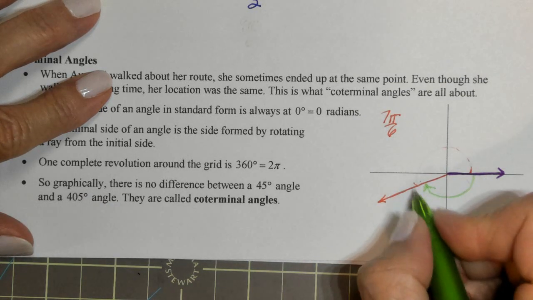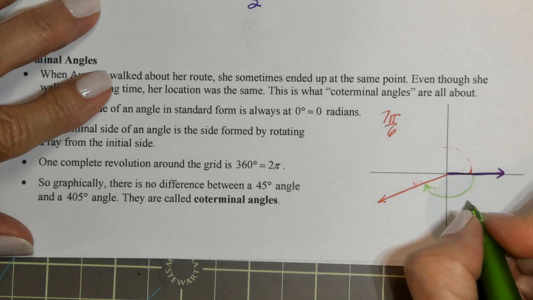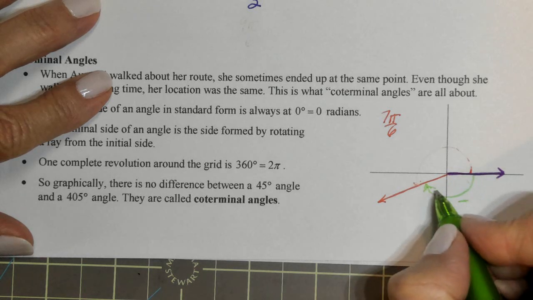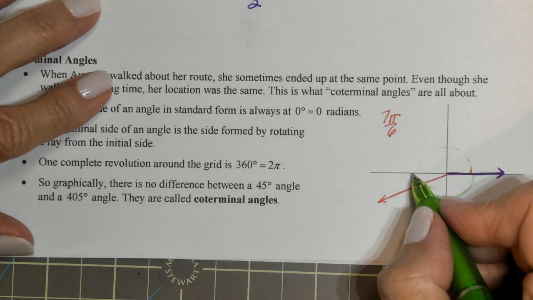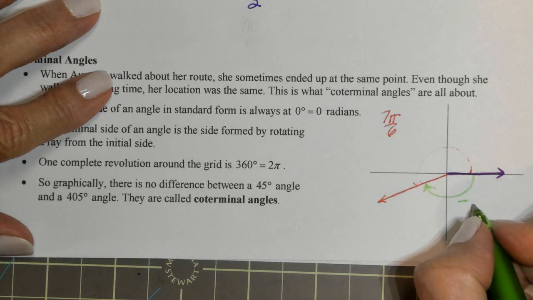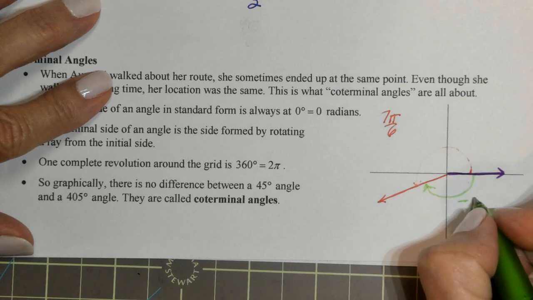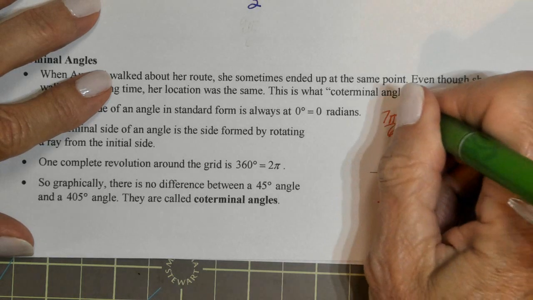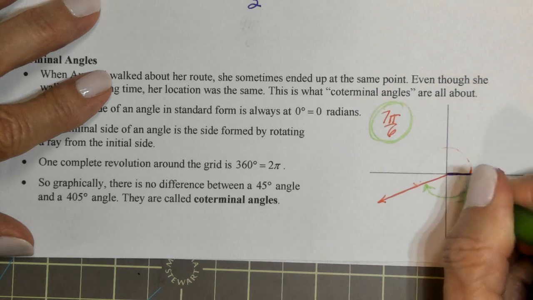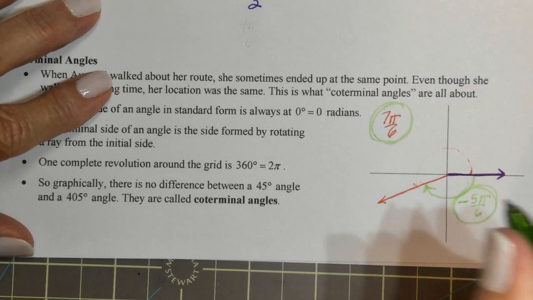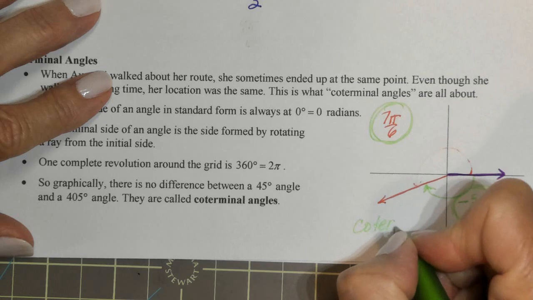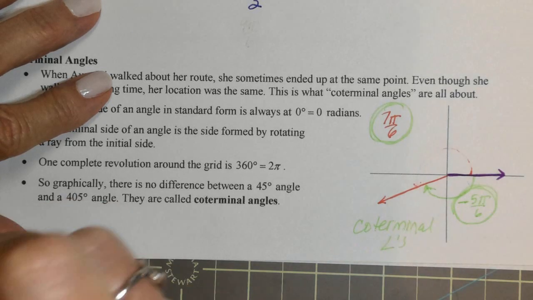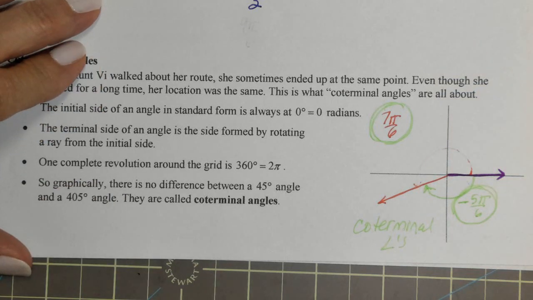How many radians is this? I'm going backwards, so I know it's going to be a negative something. How far do I go backwards? Well, not all the way to pi. It's not negative pi. It's negative 5 pi over 6. So 7 pi over 6 and negative 5 pi over 6 are coterminal angles, because you end up at the same spot, okay?